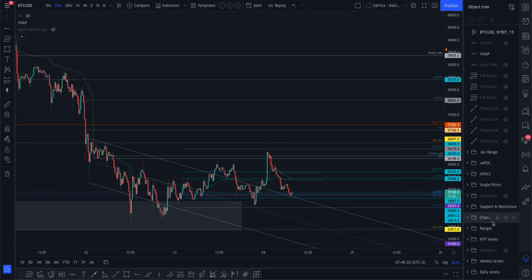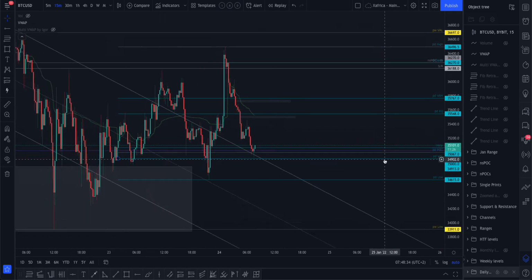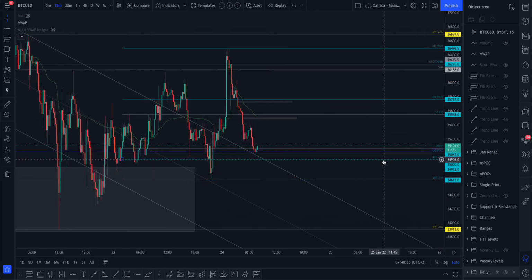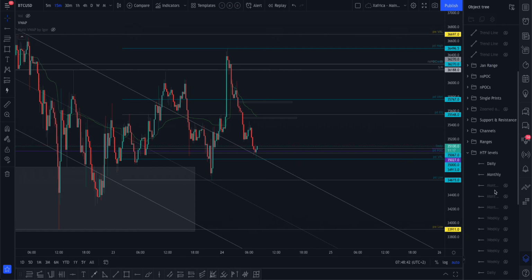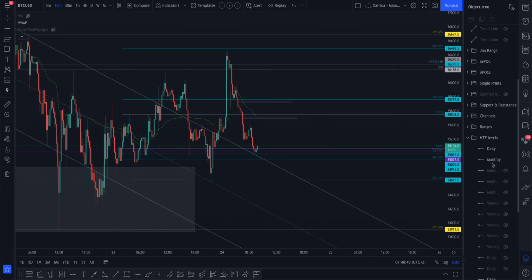Where are we now? Channels, the ranges. Yeah, not much has changed there from before. Higher time frame levels, so we've just got one new daily in there. That daily level there is a new level. You can just record that. Let me just go in there and highlight it for you, because there's too many levels now. That daily level, you can see it there. We're right on there now.